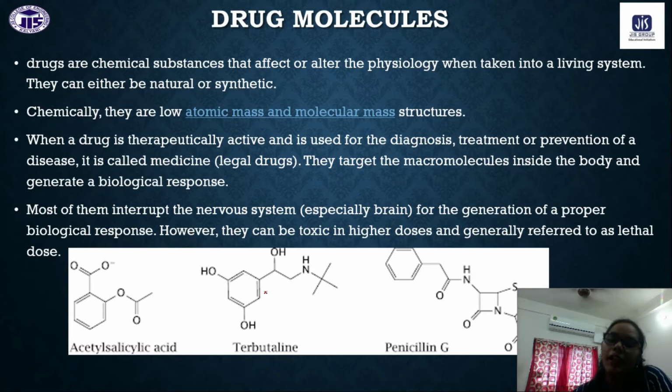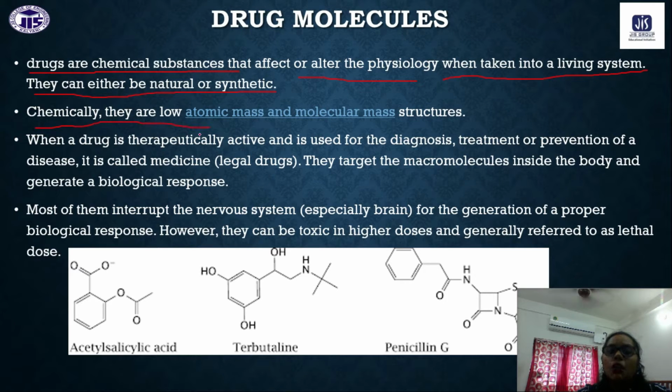Okay, so next, the drug molecules. How will we define what drug molecules are? Generally, drugs are chemical substances that affect or alter the physiology when taken into a living system. They can either be natural, the drug molecules we can get from nature also, like from plant extracts or other tree extracts, or we can synthesize them in the laboratory. So drugs are generally of two types, one is natural drug and one is synthetic. There are so many plants from which we can get different types of drug molecules. We can extract from those plants.